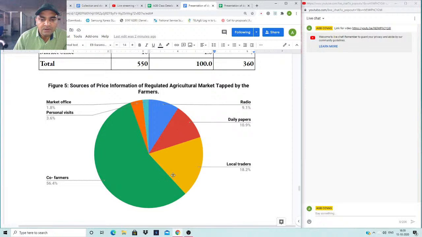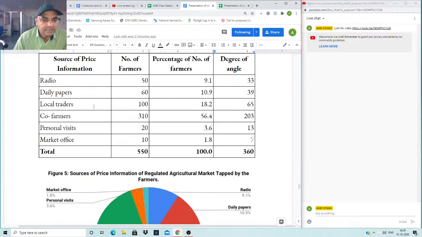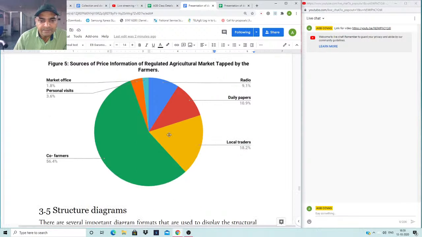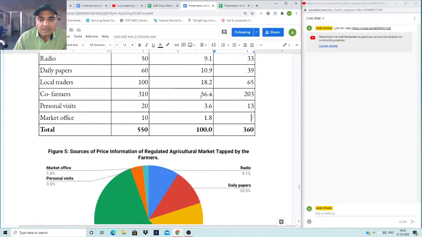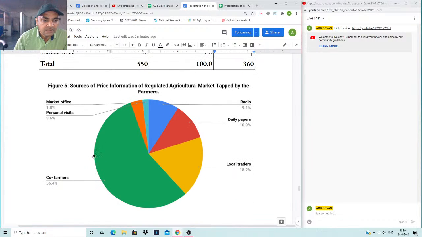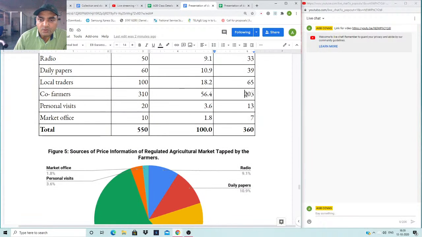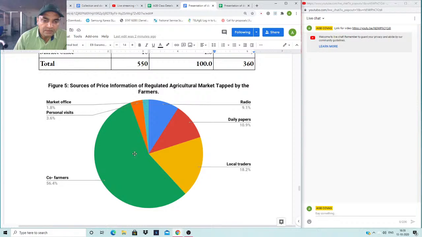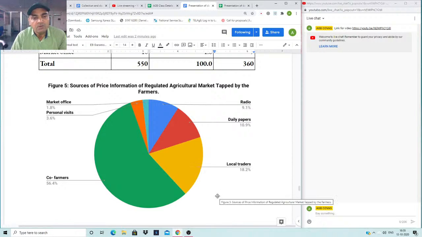That is particular for local traders, it is around 65 degree. Then this one, 56.4, co-farmers. This angle 56.4 is equivalent to 203 degree. So if you calculate this angle, it will come out to be 103 degrees only. So this is how the data can be represented very well using a pie diagram.